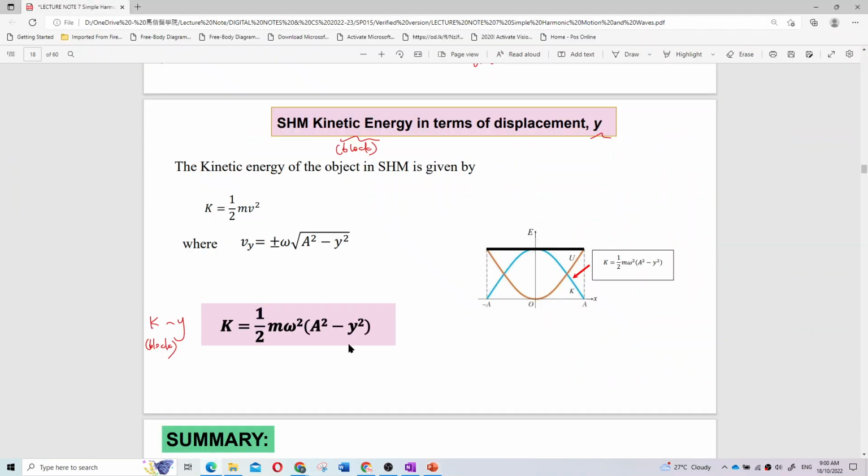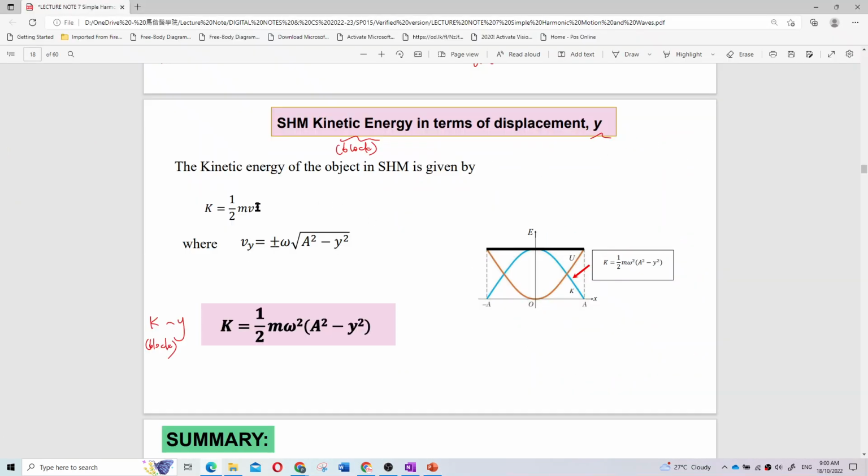So you need to know how to calculate the value based on the displacement. So how do we do it? This kinetic energy versus displacement formula comes from half mv square. The kinetic energy of the block is half mv square. Do you know how to get this formula? Have you seen this formula?